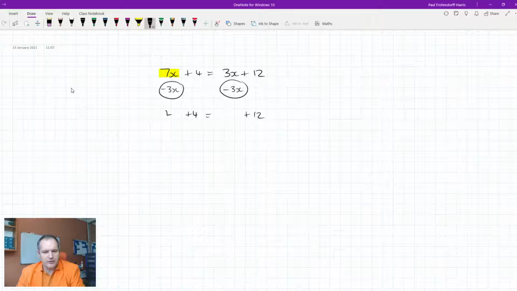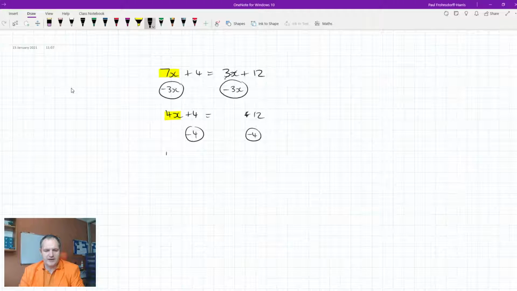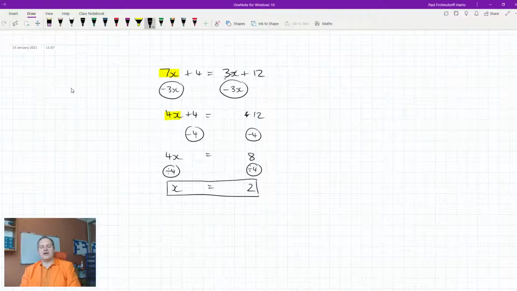So the next thing we do is write 4x plus 4 equals, and that's gone now, so it's just 12. Now we're focusing on the 4x, so we're going to get rid of the plus 4. Minus 4, minus 4. So we've got 4x equals 8. And finally, divide by 4, x equals 2. And we finally got a situation here where we can find a final answer.